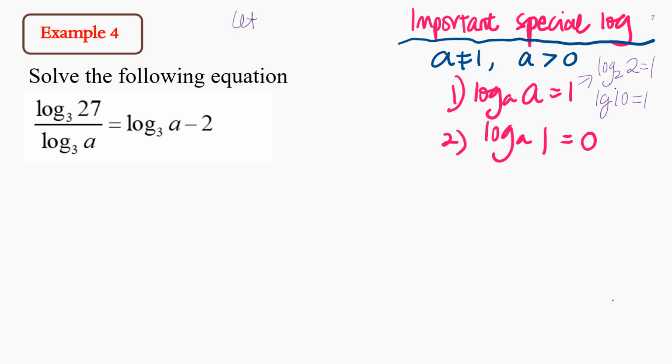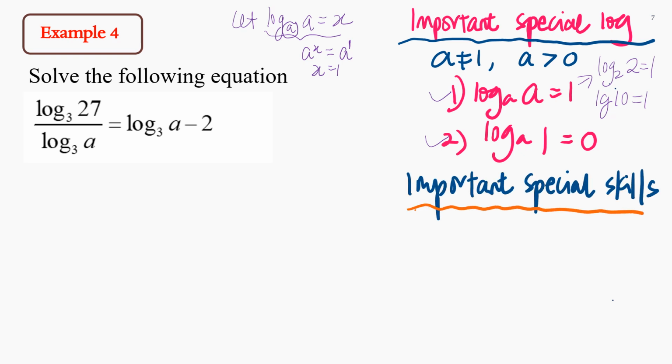You just let log base a of a equal x. So I want to find the value of x. So I'm going to convert this logarithmic equation into index form. So your base is a, so a to the power of x is equal to a, and basically a is just a to the power of 1. So can you see that x is equal to 1, right? So this is very useful. This one is very useful, and this one we have already proved in the earlier slides. Okay, so these are the two very important special logs that we need to take note of.